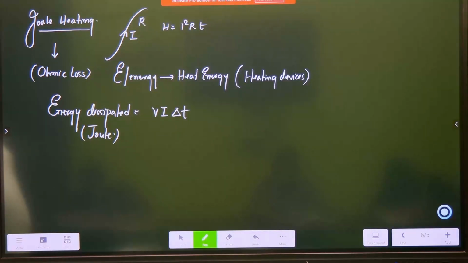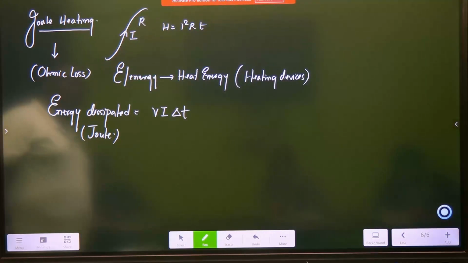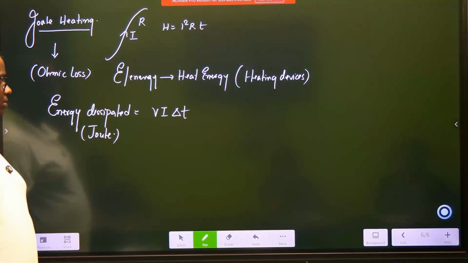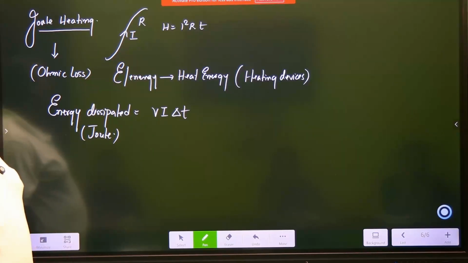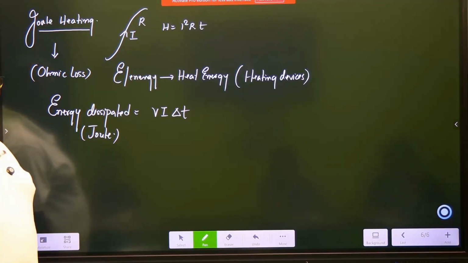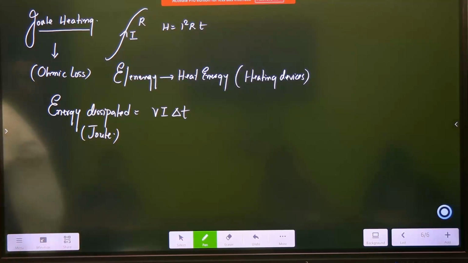So here, can you define what is 1 joule of heat generated? 1 joule of heat is generated when a current of 1 ampere flows through a conductor for a time of 1 second, and the potential at the ends of the conductor is maintained at 1 volt. In that case, it will develop a heat which is equal to 1 joule.